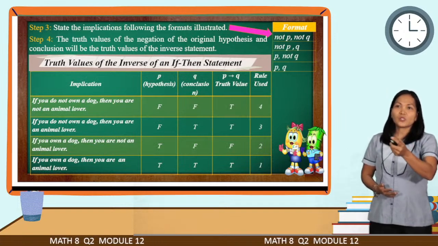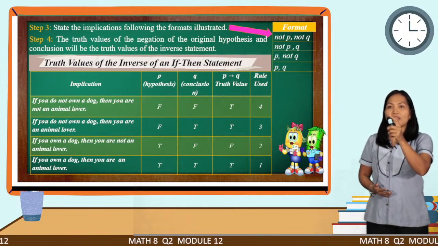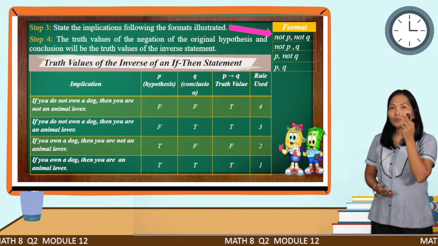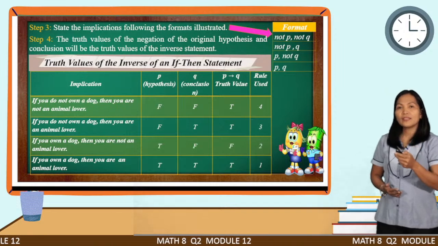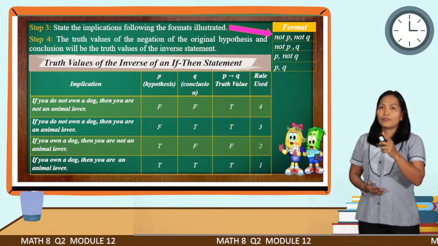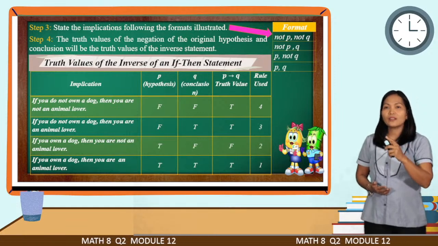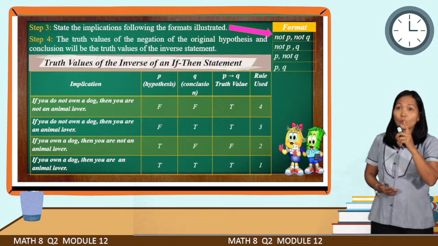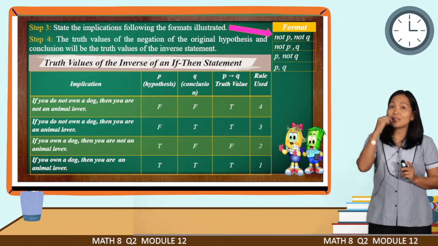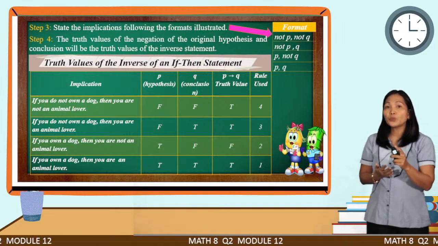It's here. So if you do not own a dog, then you are not an animal lover. False for the hypothesis, false for the conclusion, and if both are false, then definitely the implication is true. That is rule 4. Next implication, if you do not own a dog, then you are an animal lover. The hypothesis is false because of the word not, and the conclusion is true because it's the same as the original. So the implication is true, and we use rule 3.